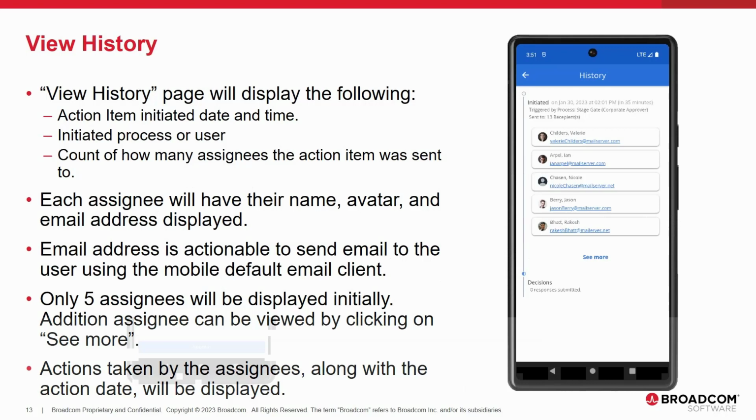At a time, we will only display up to 5 assignees. However, there will be a See More button which will allow the user to see any additional assignees that might have received this specific action item. Action taken by the assignee along with the action date will also be displayed at the bottom of the history page.